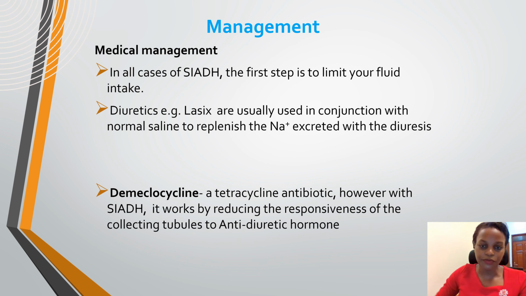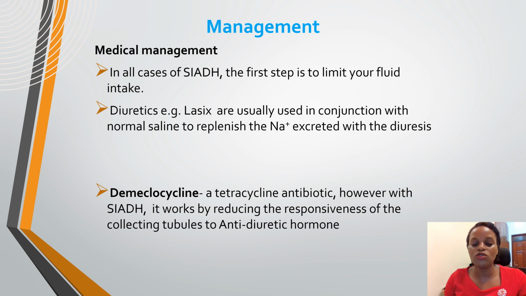So how do we manage a condition where we have too much ADH? Medical management: in all cases of syndrome of inappropriate ADH, the first step is to limit your fluid intake. Your body is already overloaded with fluids, so the best thing you can do for it is to limit fluid intake. Second, give drugs that will help us expel the excessive fluid, like diuretics.